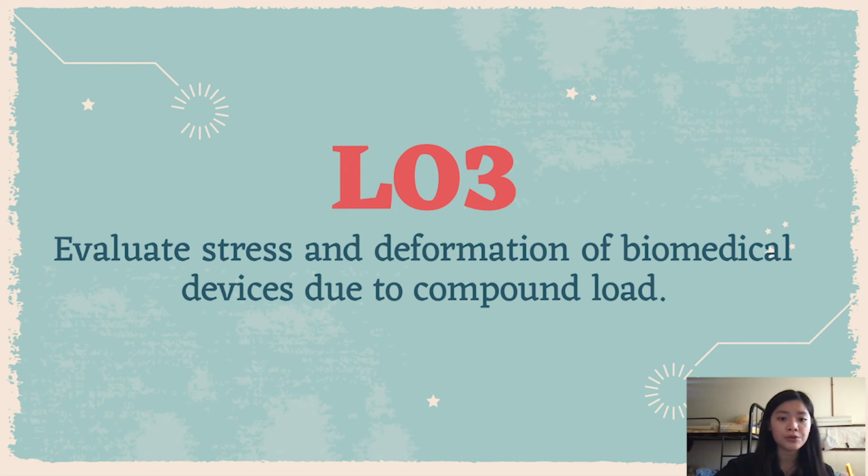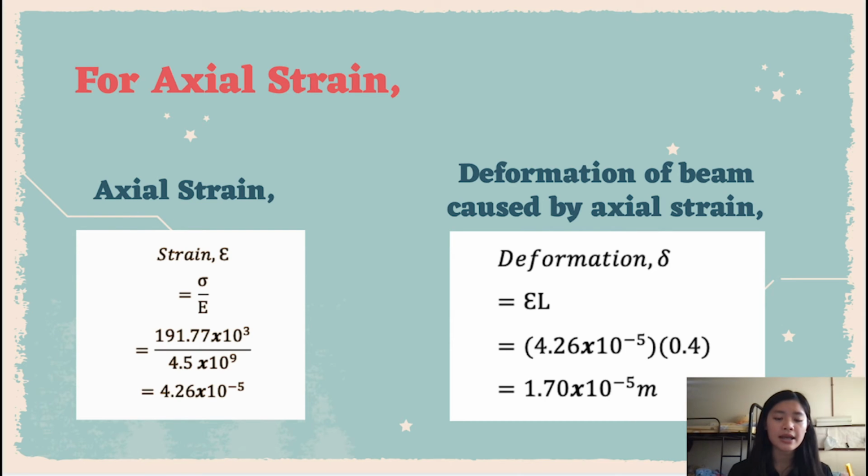So how are we going to calculate those strains? Axial strain is calculated using the axial stress over the modulus of elasticity. For our group, we have decided the modulus of elasticity is 4.5 multiplied by 10 to the power of 9 gigapascal, as we have obtained the average value of the modulus of elasticity between 0.008 gigapascal and 8.25 gigapascal. So the axial strain is calculated as 4.26 multiplied by 10 to the power of 95, while the deformation of the beam caused by the axial strain is calculated using the axial strain multiplied by the length of the beam, which is 0.4 meter, and is calculated as 1.70 multiplied by 10 to the power of 95 meter.